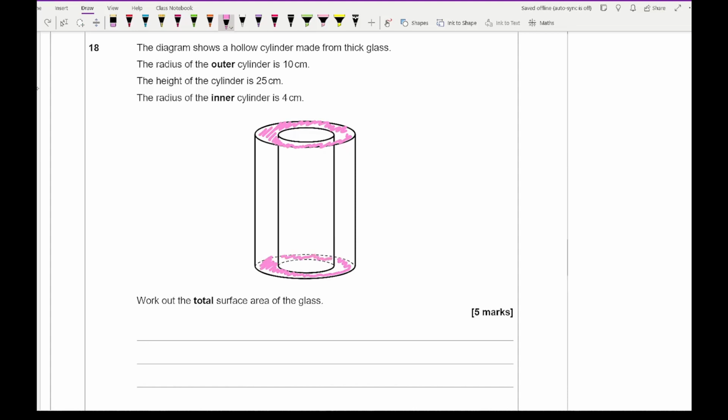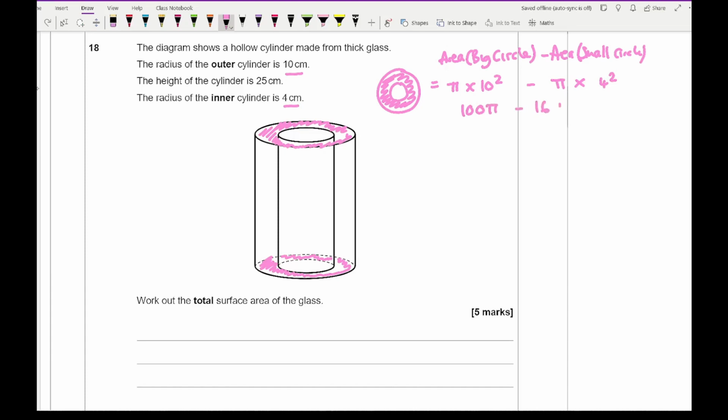So in terms of the 2 little circles that we've got here, we can do this by working out the area of the big circle minus the area of the small circle. Area of a circle is pi r squared, so it's going to be pi times 10 squared minus pi times 4 squared. So that becomes 100 pi minus 16 pi, which is 84 pi in total.